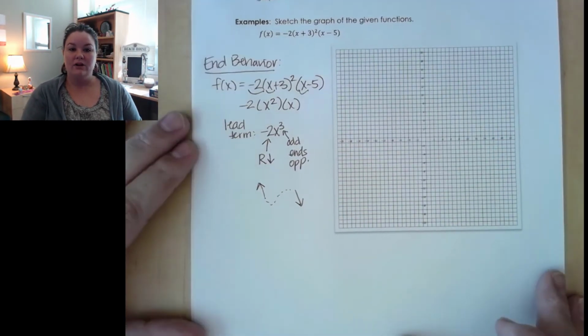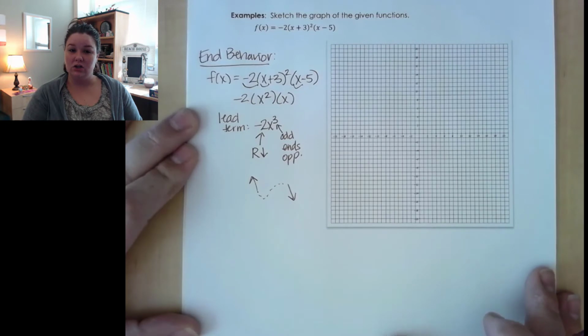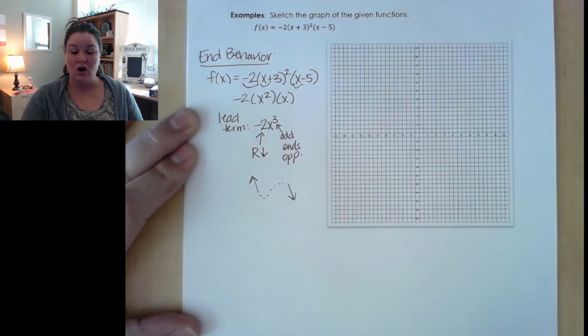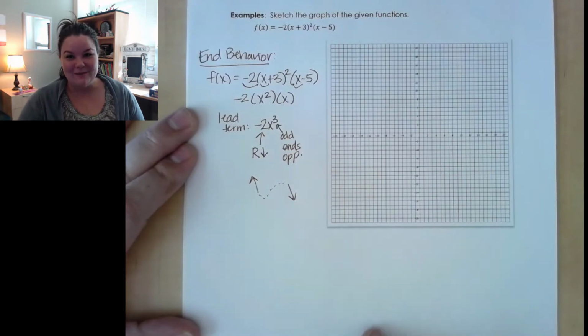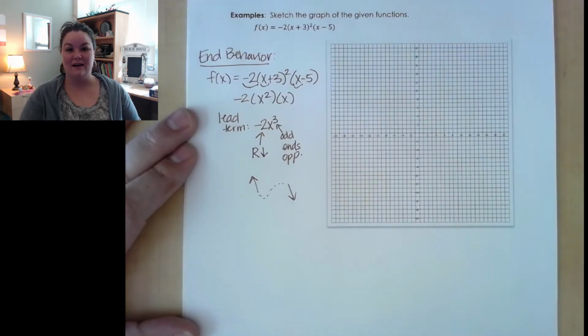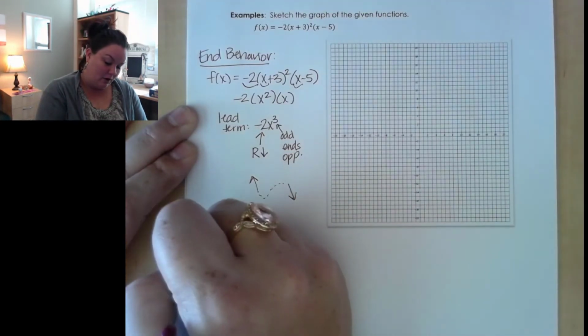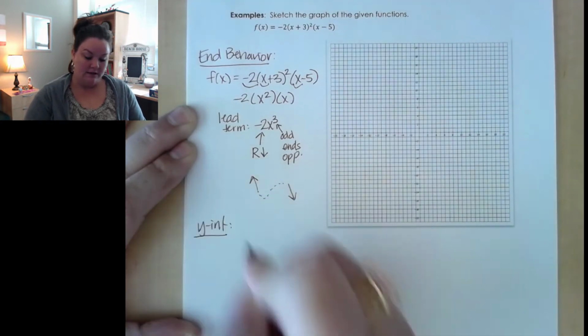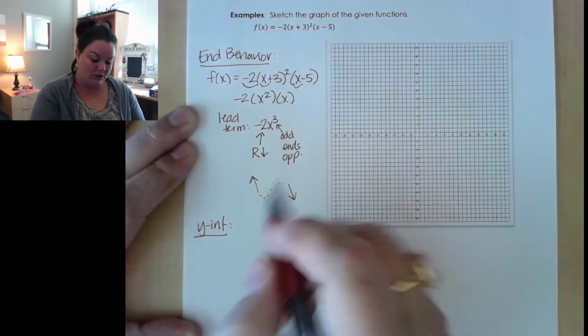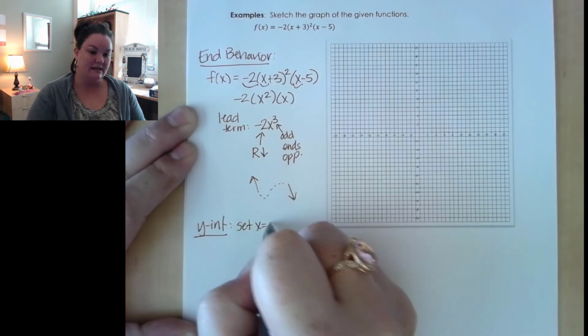So we already have a good idea of what our shape should kind of look like. Now we need to find all of our zeros or intercepts, right? And I always start with a y-intercept because it tends to be the easiest one to find. So let's go ahead and look for our y-intercept. To find our y-intercept, remember, we're just going to set x equal to 0.